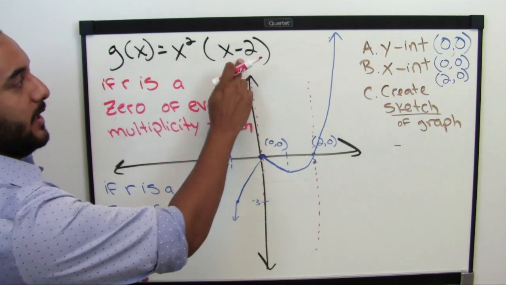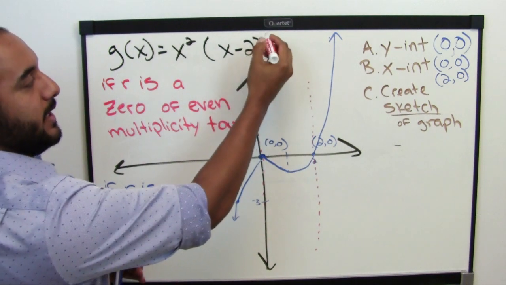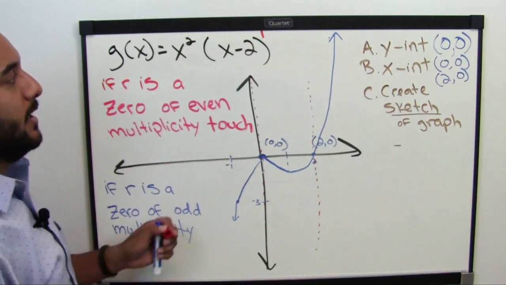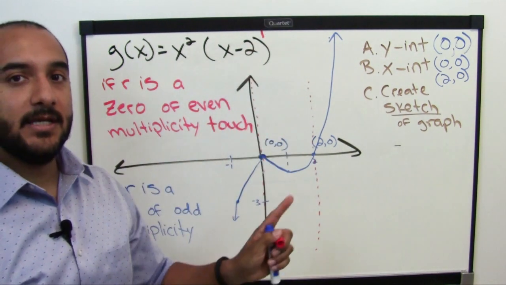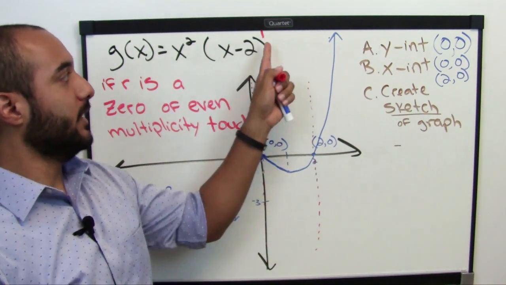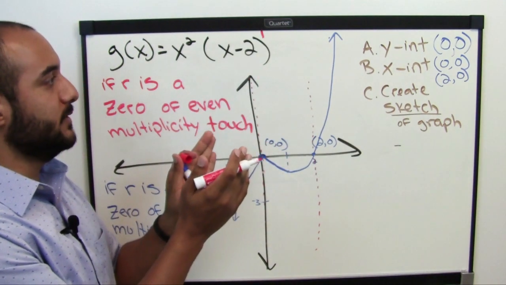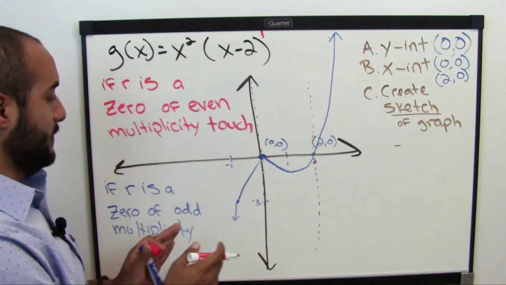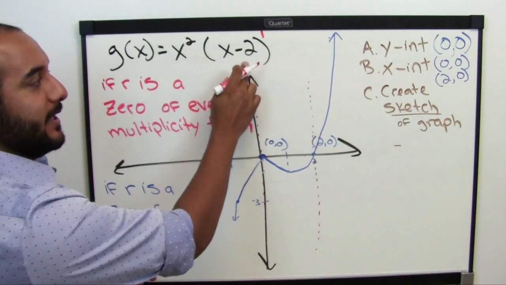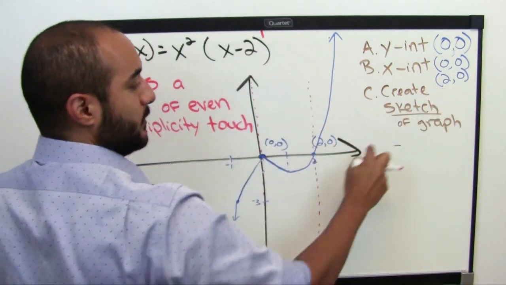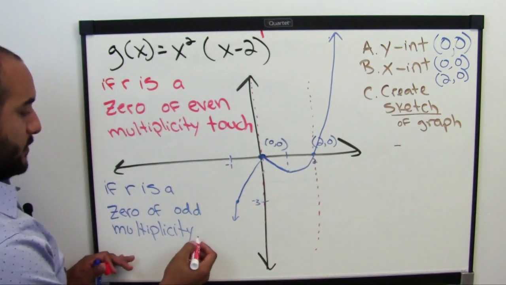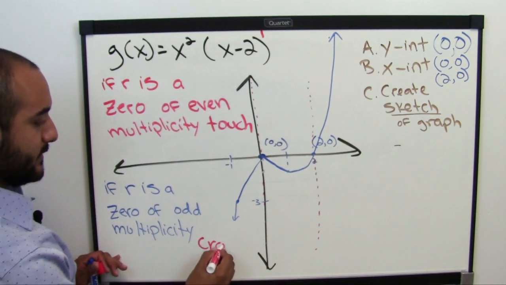Now here, when we solve this one, notice that the multiplicity here is 1. That's the power I have for this root. This lets me know that it's odd, and whatever answer I get there, which was 2, 0, so that was this one here, it's going to cross.